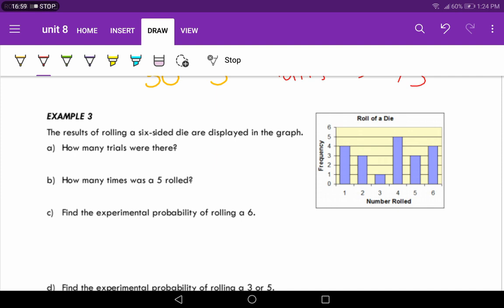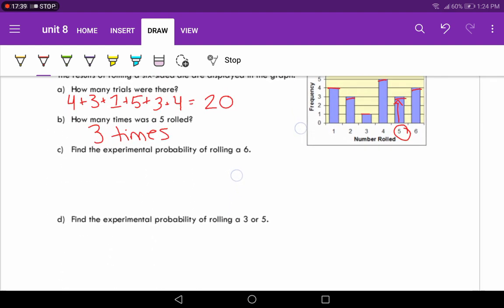So what we need to do is we just need to add up the total of all of these bar graphs. Okay, so we have 4 plus 3 plus 1 plus 5 plus 3 plus 4, which gives us a total of 20. Okay, so there were 20 trials, 20 rolls of the dice. How many times was a 5 rolled? So all we have to do is go to 5, go up to the top, and see that a 5 was rolled 3 times.